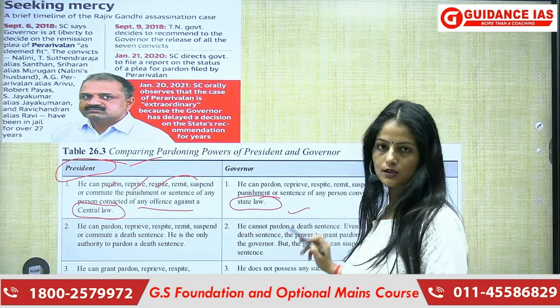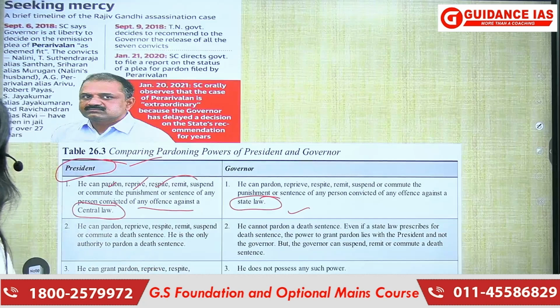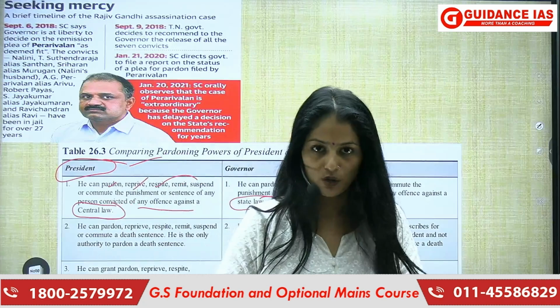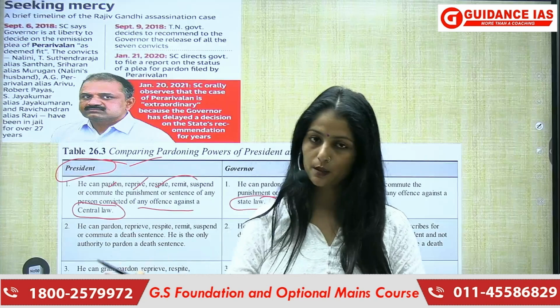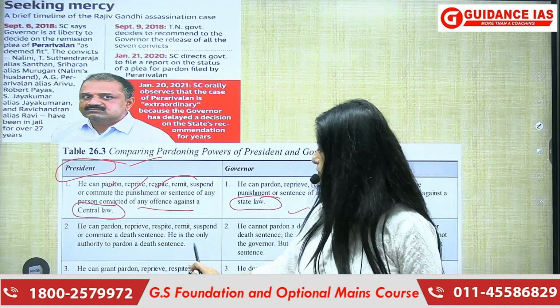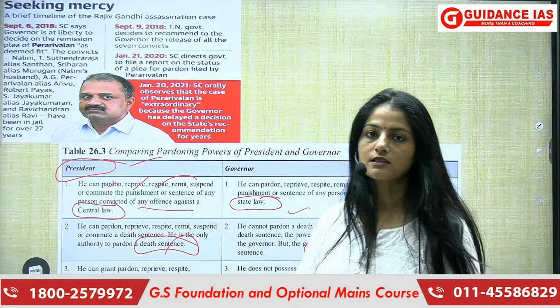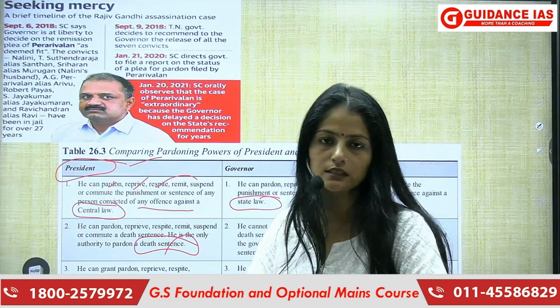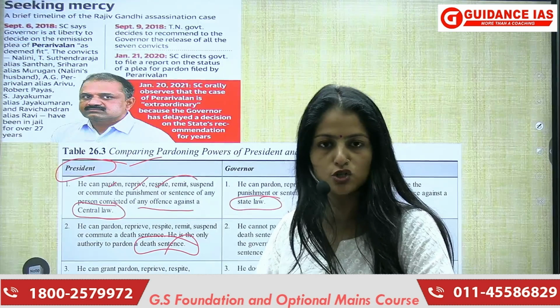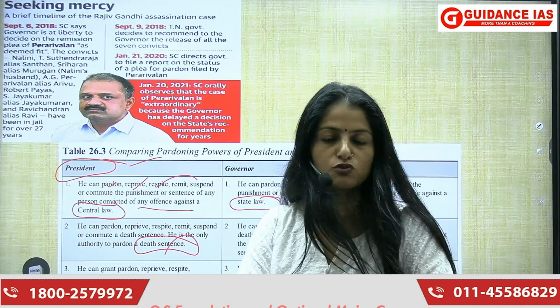Another difference is that the president is the only authority to pardon the death sentence. This you have to remember. Though this is very easy, at times you can be confused with this, that the president is the only authority to pardon the death sentence. The governor does not have any such power. Okay, the governor can suspend, remit, or commute a death sentence, but the governor cannot pardon a death sentence. And if a case comes up in a state where a death sentence is being pardoned, that case is shifted to the president, because that only comes under the authority of the president, not the governor.